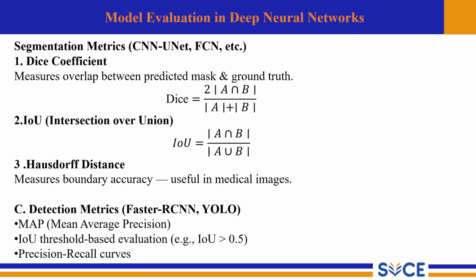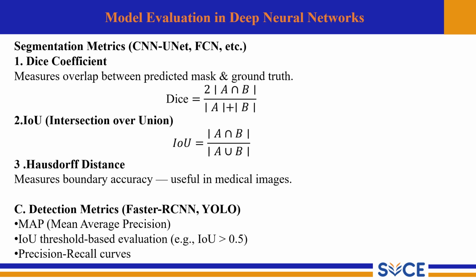Model evaluation in deep neural networks. The next one is segmentation metrics, for CNNs like U-Net, FCN. So the Dice coefficient measures the overlap between the predicted mask and ground truth. Dice equals 2 times |A ∩ B| divided by |A| plus |B|. In this the value ranges from 0, no overlap, to 1, a perfect overlap.